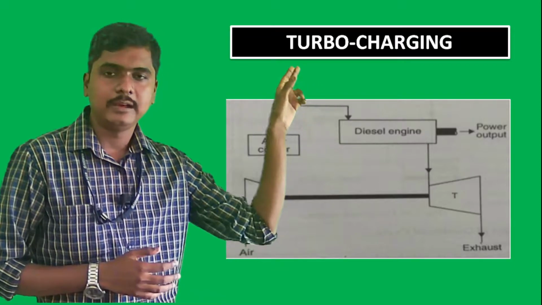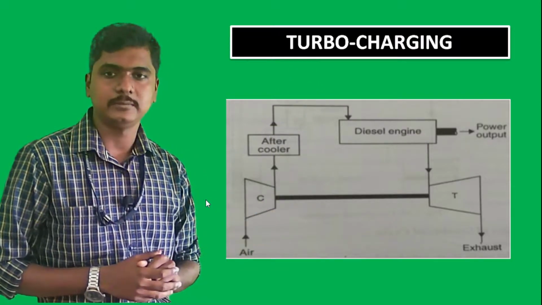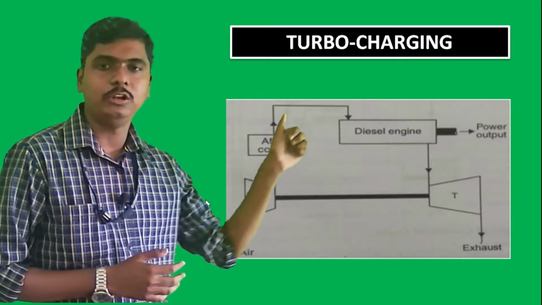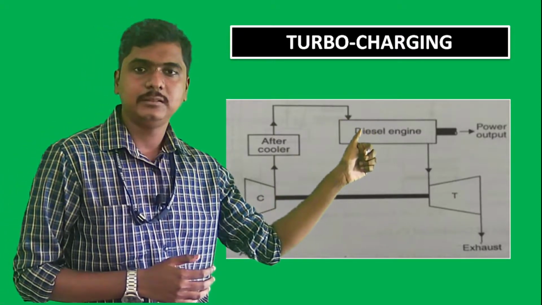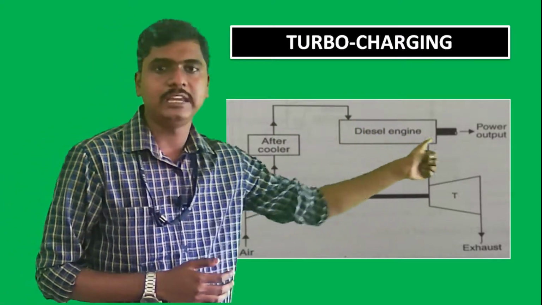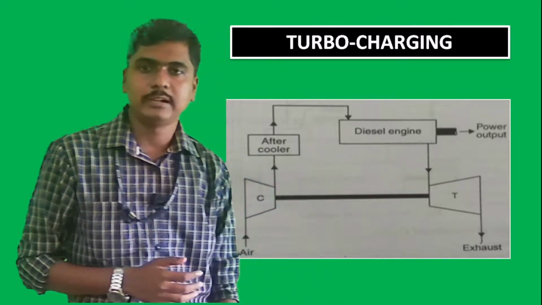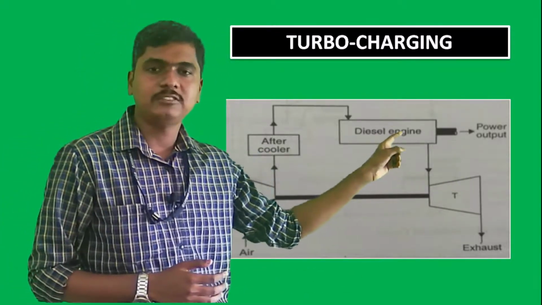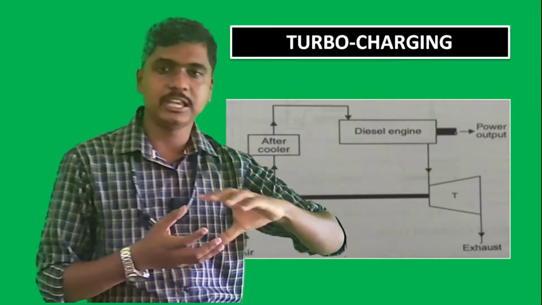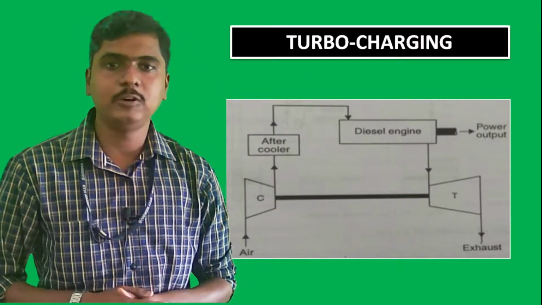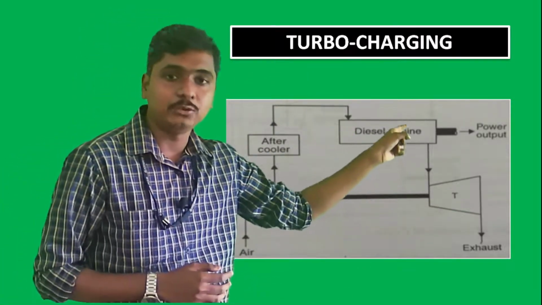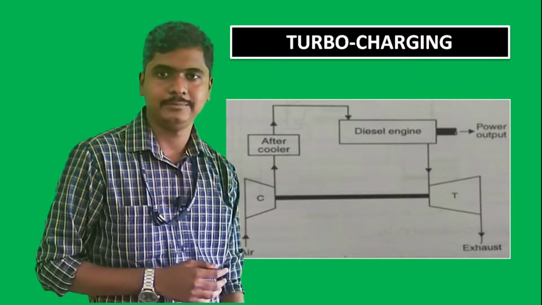Okay, so that is the advantage of turbocharging. The compressed air will be supplied to the diesel engine. From the diesel engine we will get the mechanical work output. Then the exhaust gas coming out from the diesel engine will be supplied to the gas turbine.